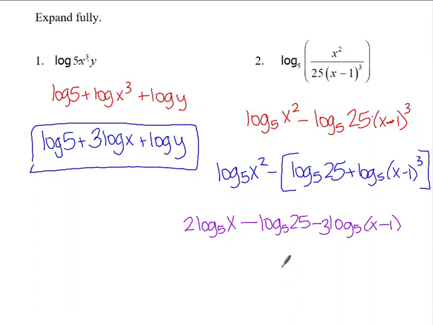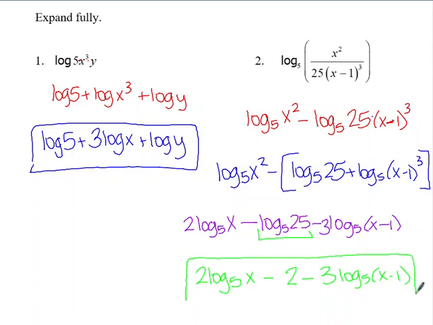The final thing that we can do is evaluate this logarithm. Log base 5 of 25, you're asking yourself, 5 to what power equals 25? So that is just 2. And that is our final answer when we have finished expanding our logarithm.